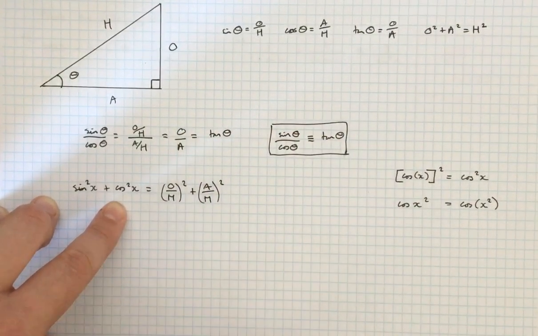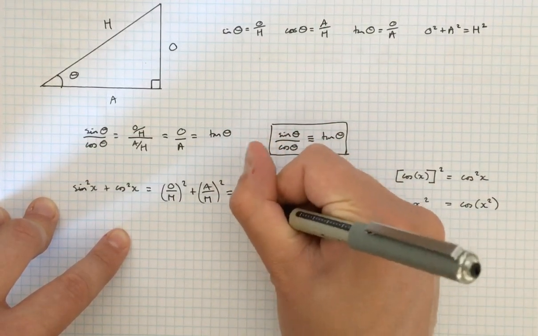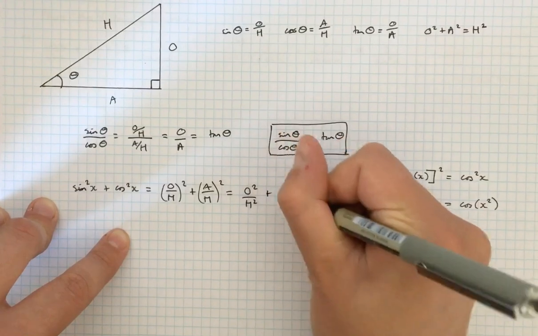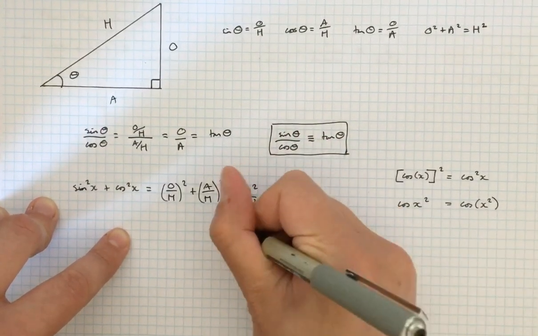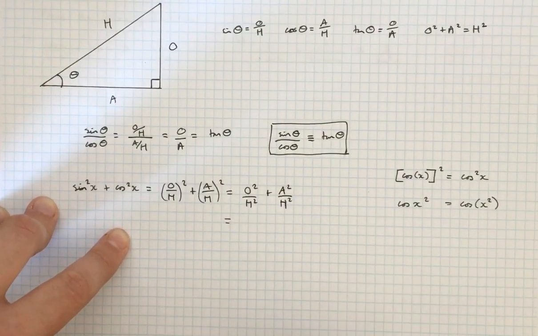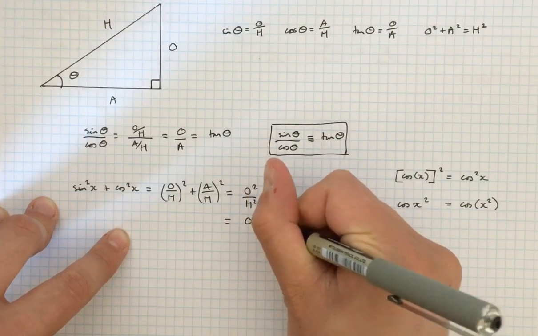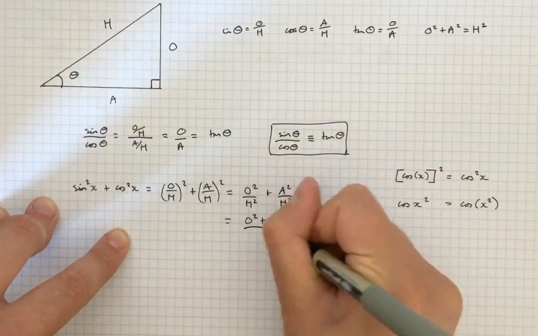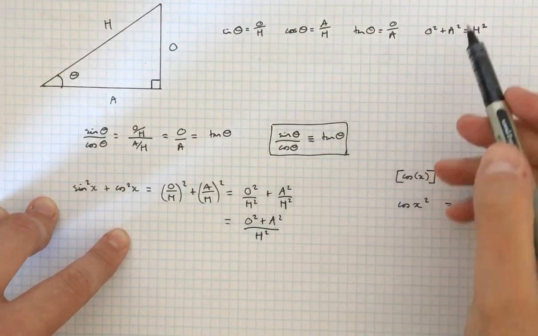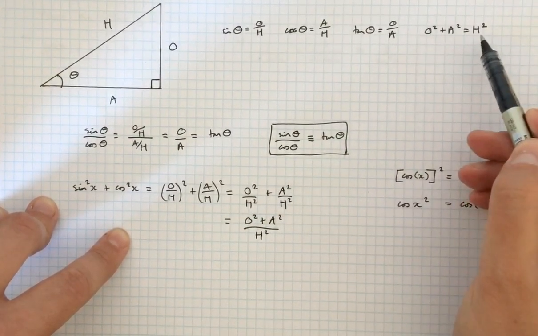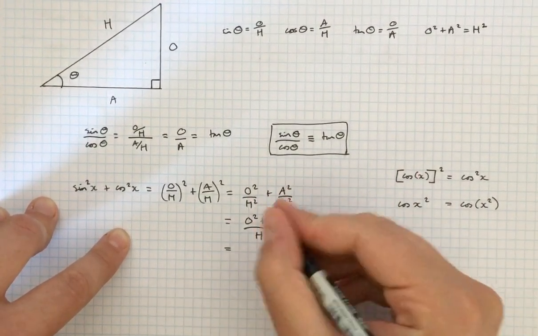And now I can have a play around with this and see what happens. So squaring each of those fractions is going to give me O squared over H squared plus A squared over H squared. We've got a lovely common denominator there, so of course we'll combine that into a single fraction to get O squared plus A squared over H squared. If we go up here, we can see that O squared plus A squared is H squared. So I can use that to replace this O squared plus A squared with H squared.